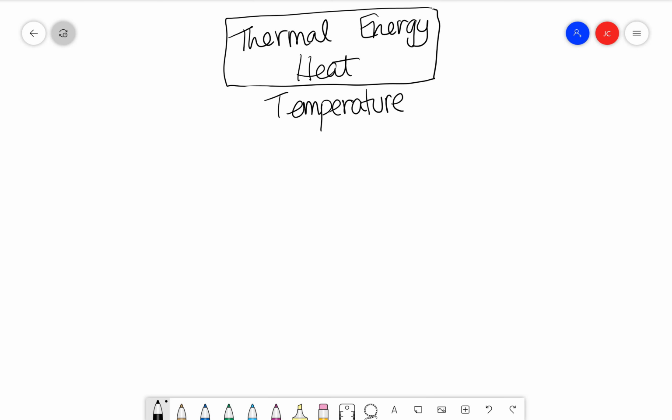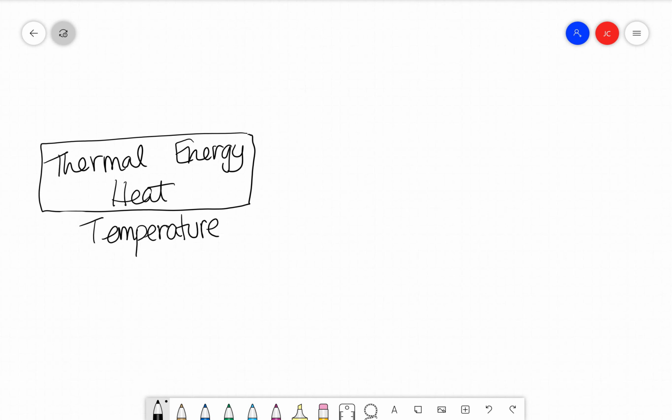You don't need to know the details, but the point is that there is both kinetic energy and potential energy in every substance in the universe. This becomes important because we're now going to define these three terms: thermal energy, heat, and temperature.